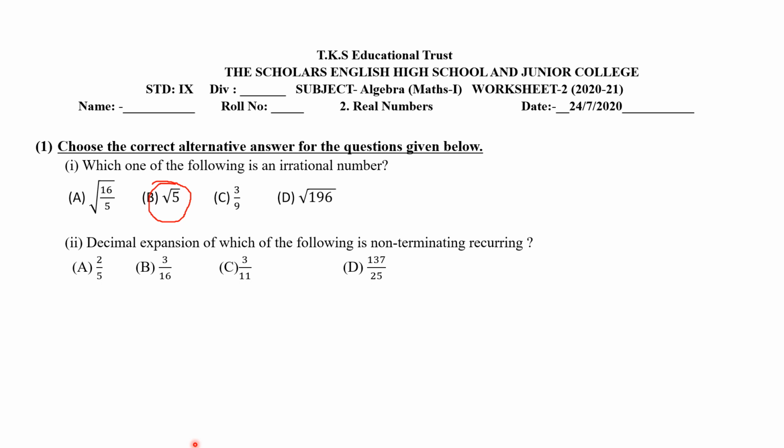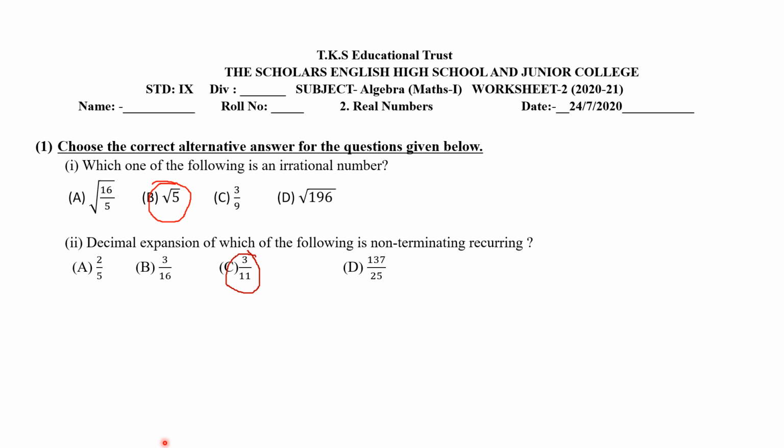D is 137 upon 25. So the answer, that is the decimal expansion which is non-terminating and recurring, is, students, C. So you have to circle this one, 3 upon 11. It is non-terminating recurring. As I explained previously, if the denominator has only factors 2 or 5, the decimal is terminating. Here in 3 upon 11, 11 is a prime number and it doesn't have the factors 2 and 5, so it is non-terminating recurring type.